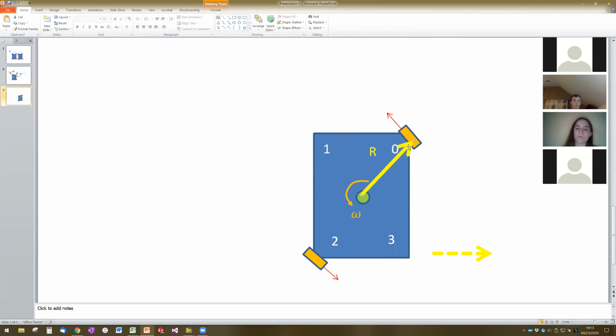How about, what's the angle between the radius vector and the velocity vector in this configuration? Alex? Same. So in degrees, what's the angle between the red vector and the yellow vector? Not 45, 90. There we go, 90.